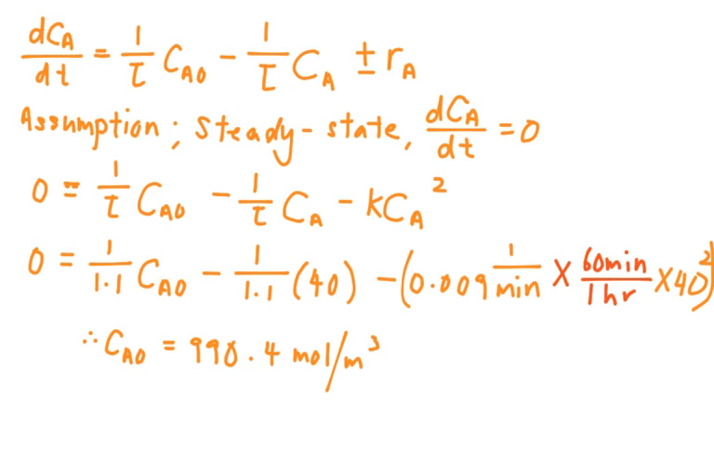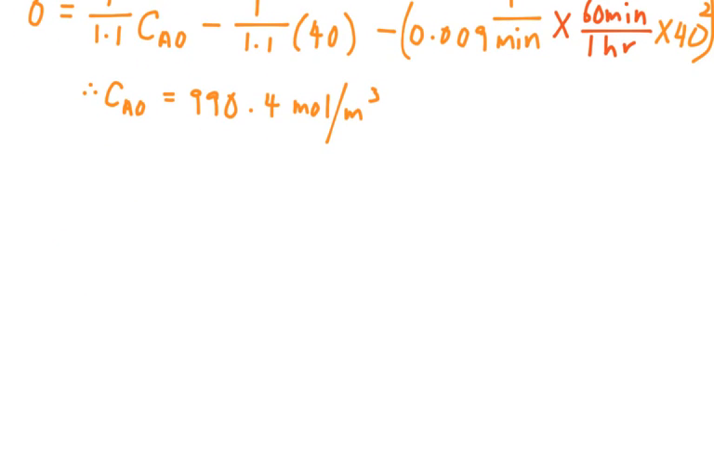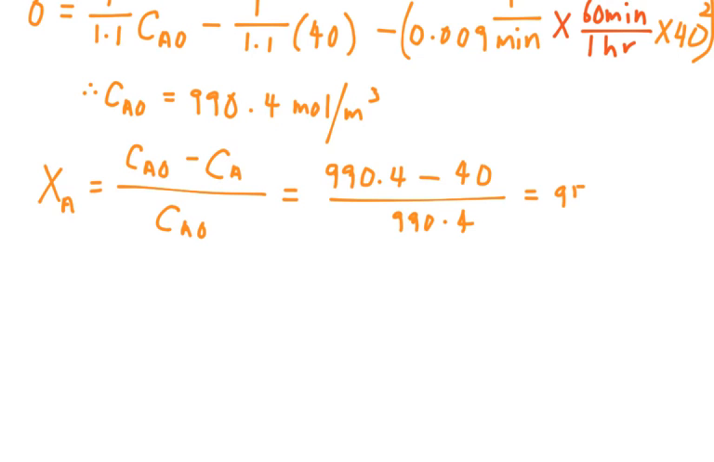If you solve it, your answer for CA0, the initial concentration of pollutant A, will be 990.4 moles per meter cube. With that, you can then solve for the conversion using the formula (CA0 minus CA) divided by CA0. Input all the figures that you know into the equation. You will get an answer of 95.96%.